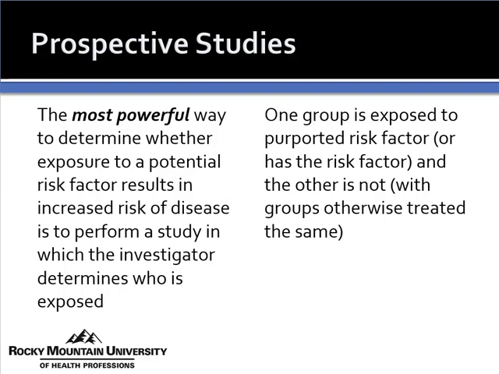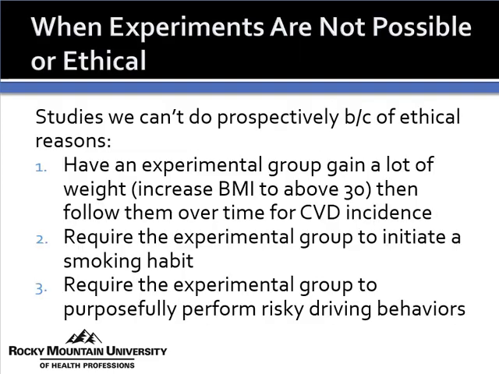Let's talk about prospective studies. The most powerful way to determine whether exposure to a potential risk factor results in increased risk of disease is to perform a study in which the investigator determines who is exposed. One group is exposed to the purported risk factor, or they have that risk factor, and the other group is not exposed to it, or they don't possess that risk factor. We'll see an example of a prospective cohort study coming up.